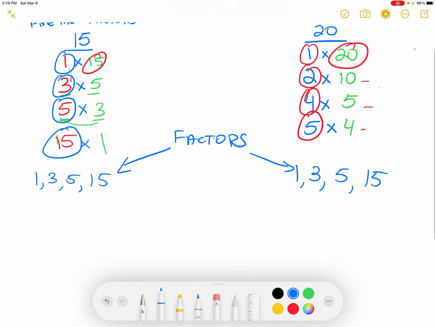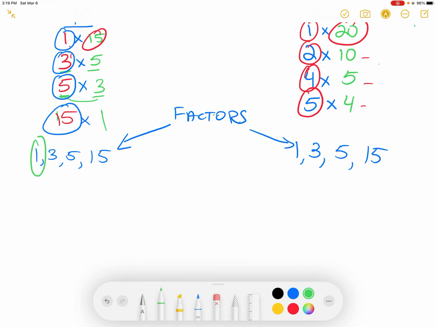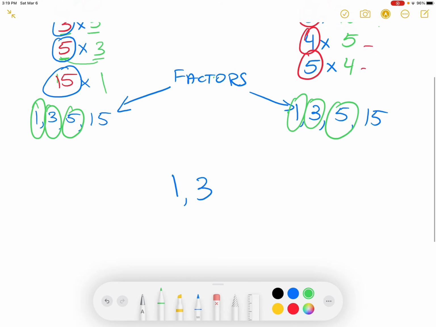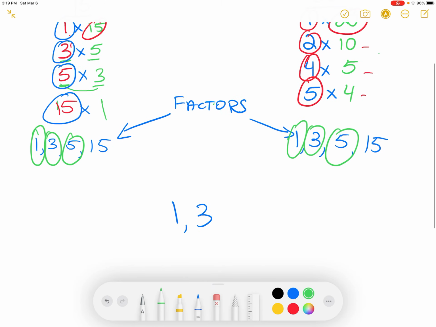Now, do they share any in common? What I mean is, are there any numbers that are the same on both sides? Yeah, of course. You've got 1 here and 1 here. There's a 3 here and 3 here. There's a 5 here and a 5 here. Oh, I'm sorry. This one's not supposed to be a 15 on the 20 side. It's supposed to be a 20. I'm sorry, I was going too quickly. 15 and 20 are not the same number. So the numbers that they share are 1, 3, and 5.